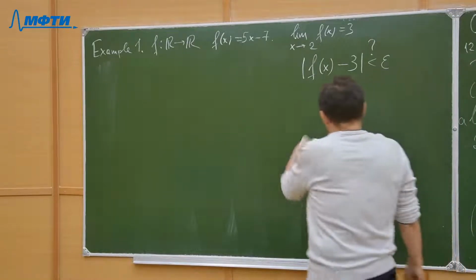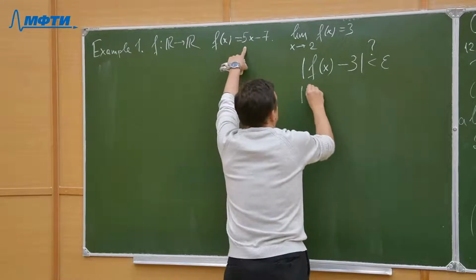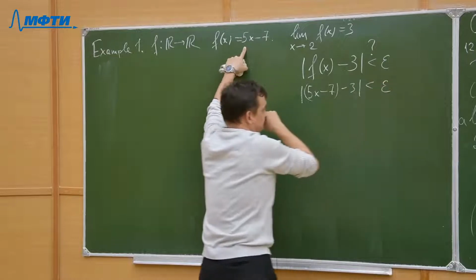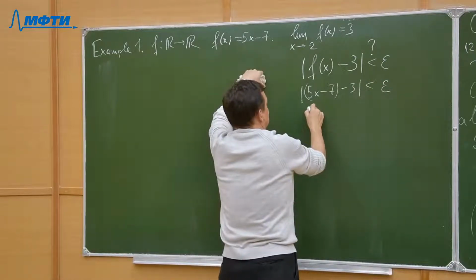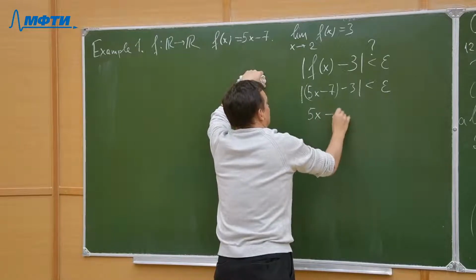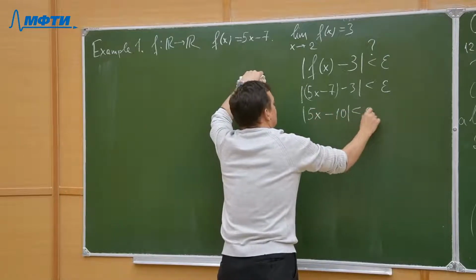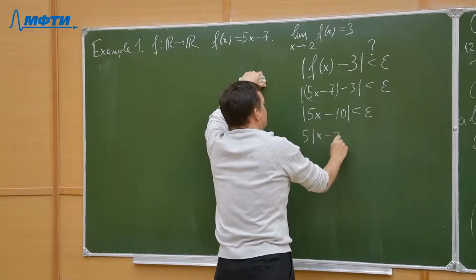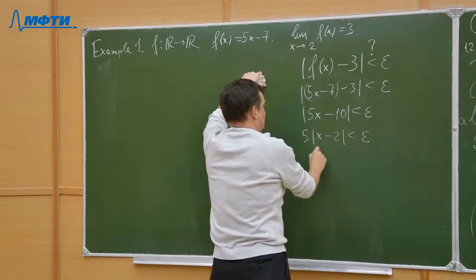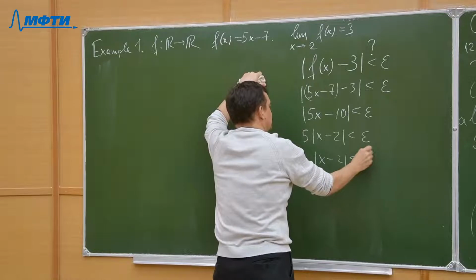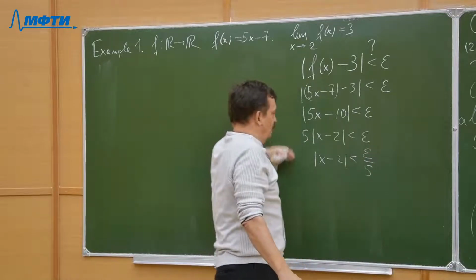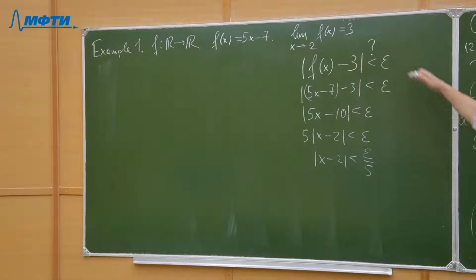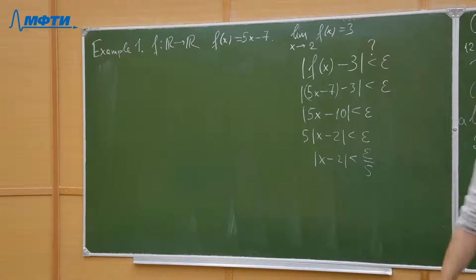Let's substitute: modulo of 5x minus 7 minus 3 less than epsilon. Or what is it? That is modulo of 5x minus 10 less than epsilon. Or 5 times modulo of x minus 2 less than epsilon. Or modulo of x minus 2 less than epsilon over 5. All those inequalities are equivalent to each other. That is a chain of equivalent inequalities.